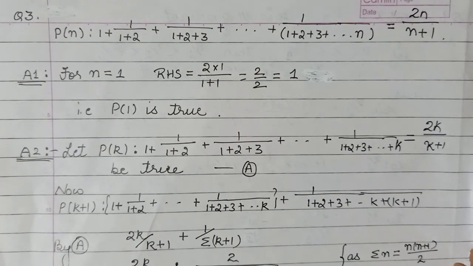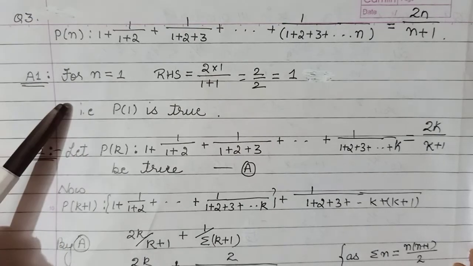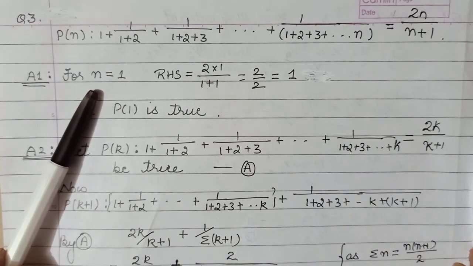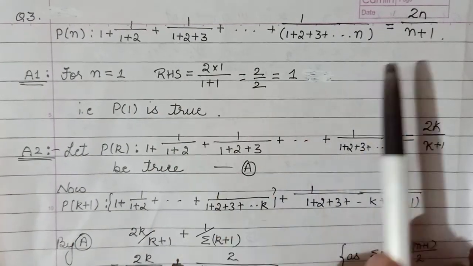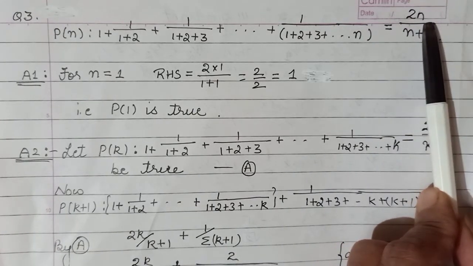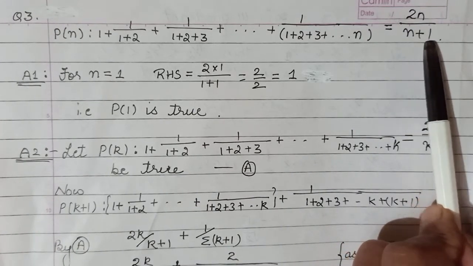Okay, so we start with n is equal to 1. First axiom, for the very first natural number हम check करेंगे. So right hand side expression 2 into n की जगह 1 आ गया है. 2 into 1 upon 1 plus 1.